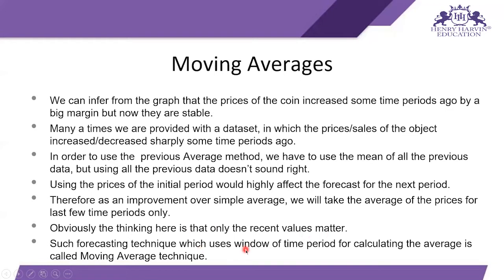Such forecasting techniques, which use a window of time period for calculating the average, are called moving average techniques. So basically, the moving average technique means that when you have a series of 10 data points and you take a window of three, you take the average of the first three, then the average of the second, third, fourth, then the average of the third, fourth, fifth, and so on. This is how moving averages work, and you are calculating the averages using a window.